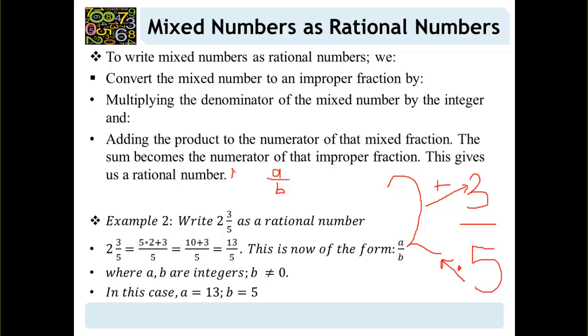Okay, so 13 out of 5 is in the form of a over b, whereby our b is not equal to 0. In this case, our a is 13 and our b is 5. So whenever we have mixed numbers and we want to convert them to rational numbers, all we have to do is to convert that mixed number to an improper fraction. And that improper fraction gives us the rational number.